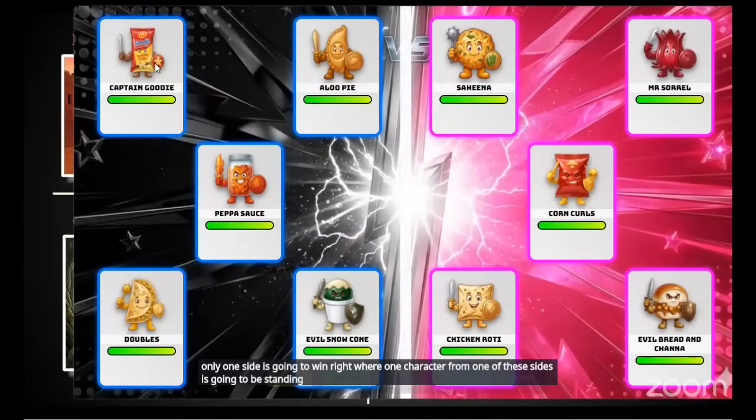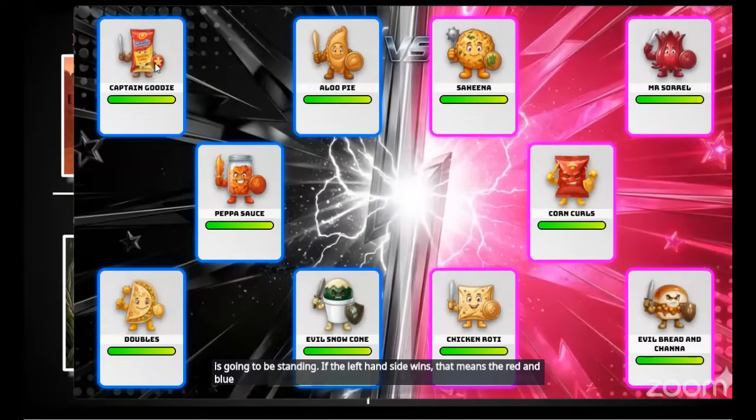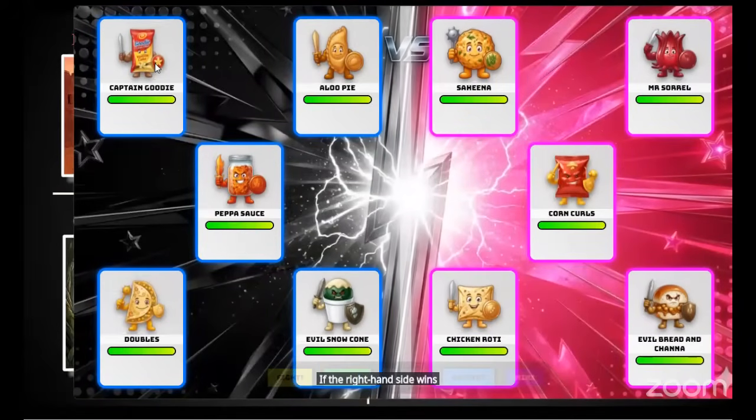If the left-hand side wins, that means the red and blue team wins, and you all will be given 20 points. If the right-hand side wins by the end of class, the green and yellow teams will receive 20 points. But just for fun on the chat, everybody should have a good idea of which side you're on. You're either on the left-hand side or right-hand side.